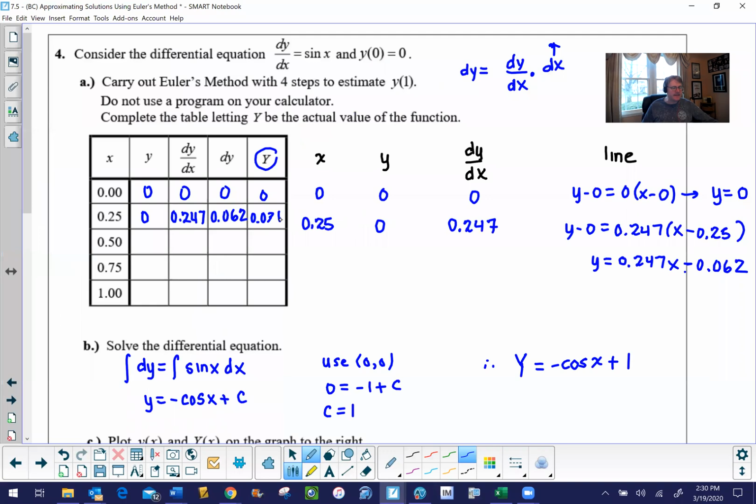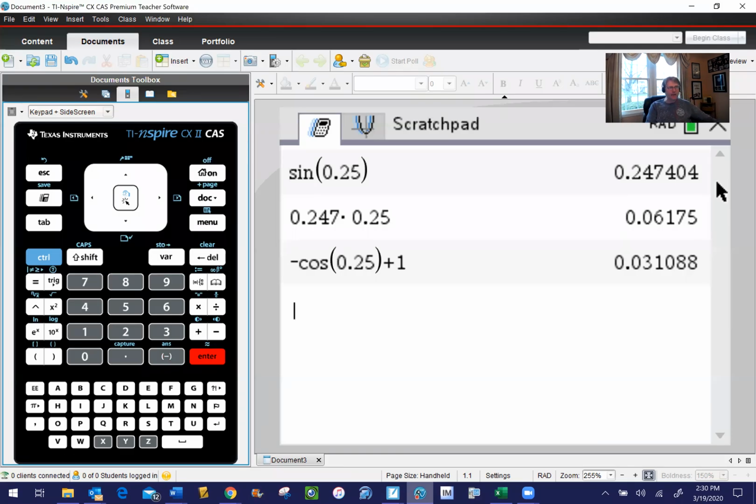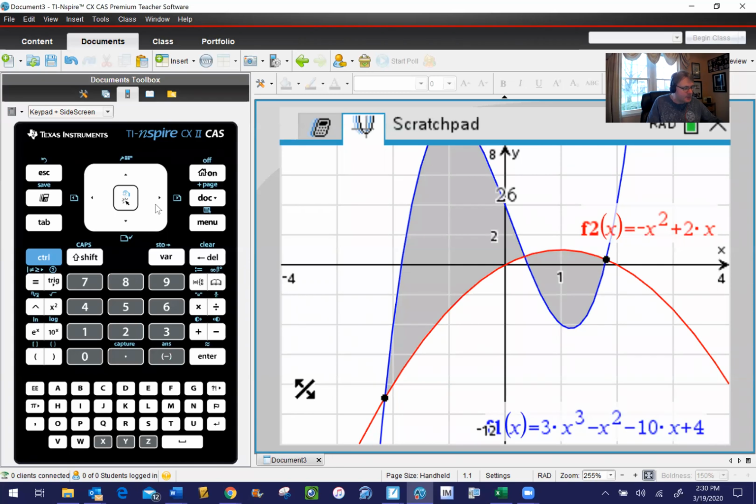Now, let me see if I can show you what's really going on here. And this is going to be much better for you to watch than doing both problem 4 and 5. Remember how we can actually graph slope fields?